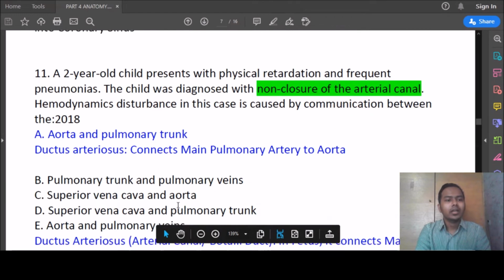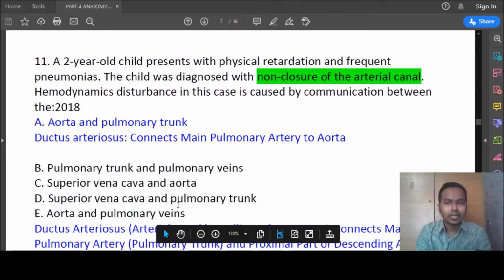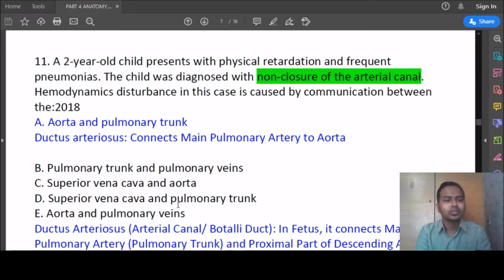11th question: a child presented with physical retardation and frequent pneumonias. The child was diagnosed with non-closure of the arterial canal. The hemodynamic disturbance in this case is caused by the communication from the non-closure of the arterial canal, and the patient repeatedly has pneumonia. So which arterial canal?